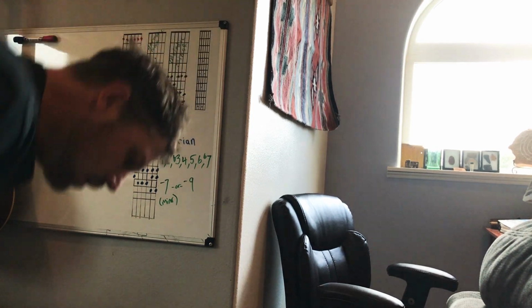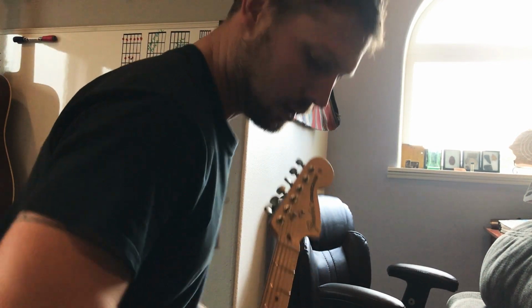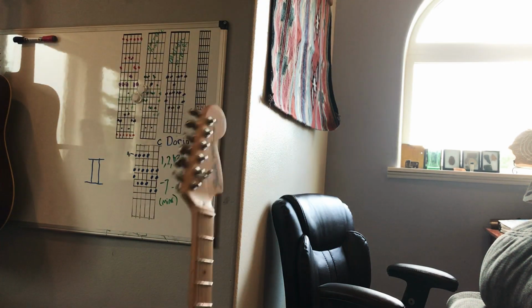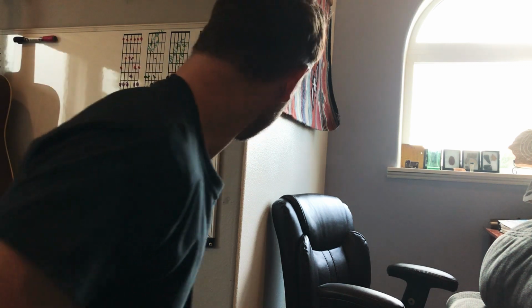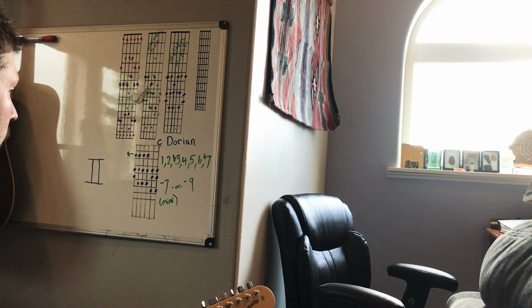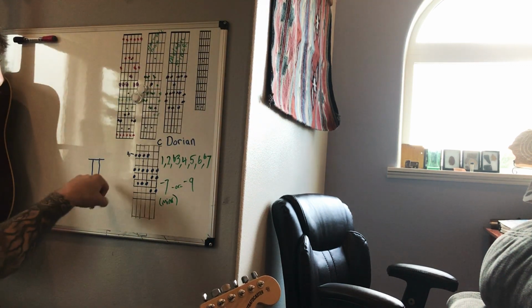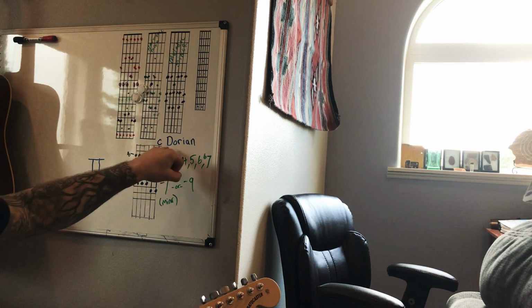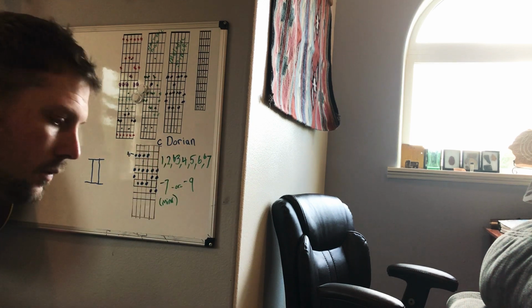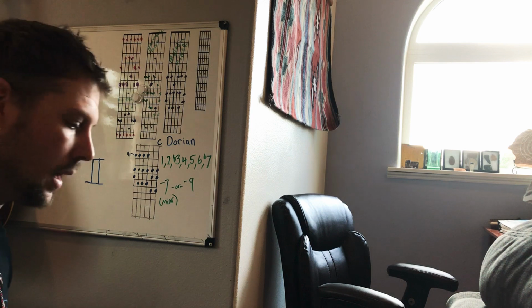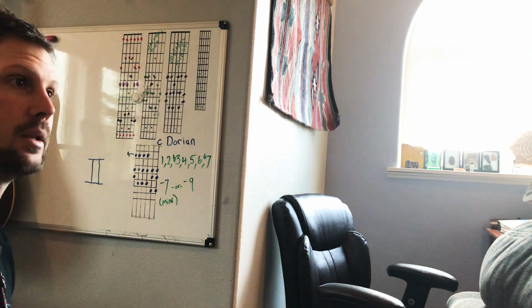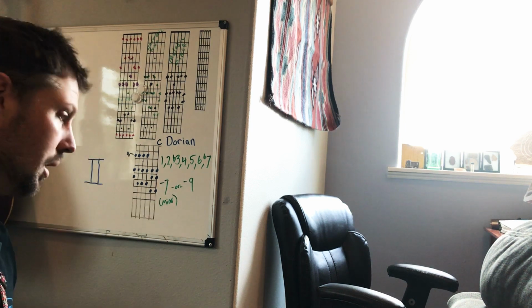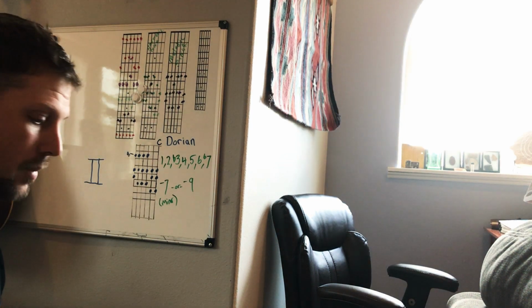Okay, so today we're gonna do the second mode in the order of modes. We got number 2, and it's called the Dorian mode. And the first one we went through is number 1. That's Ionian. Second one is Dorian. Then it goes Phrygian, Lydian, Mixed Lydian, Aeolian, Locrian, and then back to Ionian.